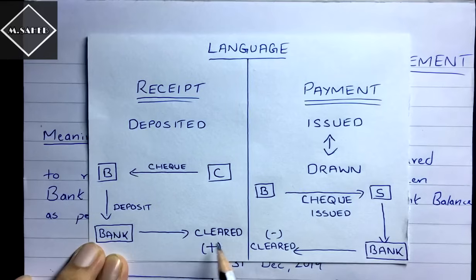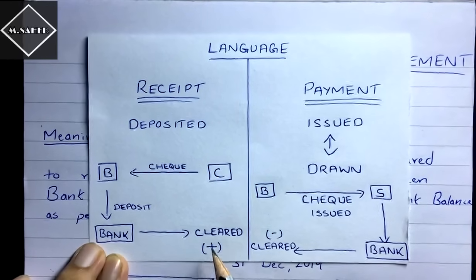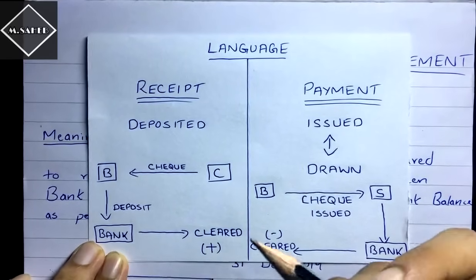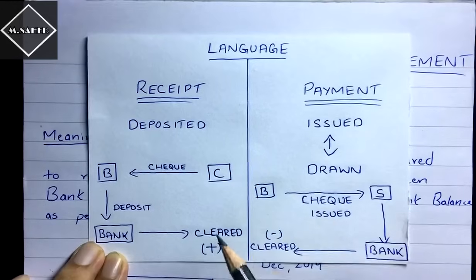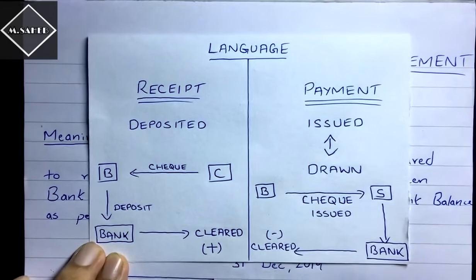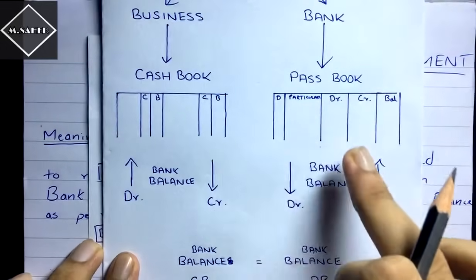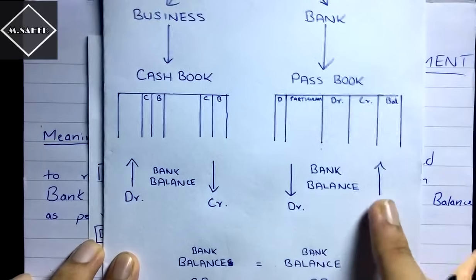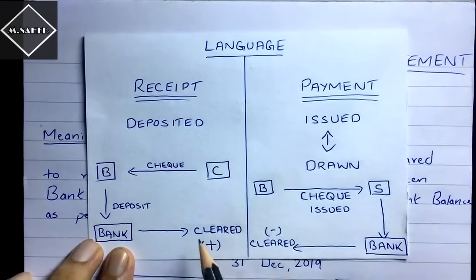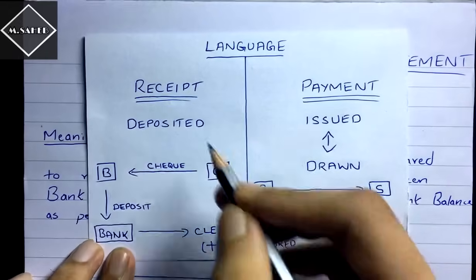So it will take some time to clear the cheque, and then we are going to receive the money in our account. Then the bank will send an SMS saying the money has been credited to your account. Why credited? Because, as I told you, from the point of view of the bank, when the bank balance increases, it is credited. So it will be cleared within 3-4 days, and then the money will be added to your account. This is what is meant by deposited.